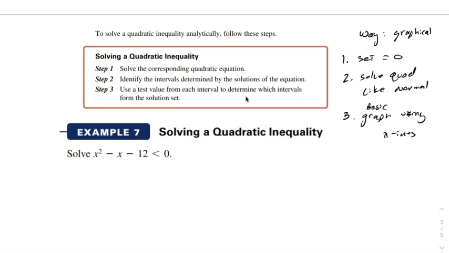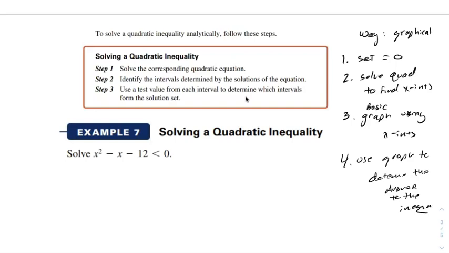So remember, when you solve it like normal, you find x-intercepts. Let me erase that and put solve quadratic to find x-intercepts. And then use the graph to determine the answer to the inequality. So that's going to be our steps. We're going to set equal to 0. We're going to solve the quadratic. When we solve the quadratic, we find x-intercepts. Then we're going to graph it, a very basic graph just using the x-intercepts. And we'll use that to determine what the answer to the inequality is.